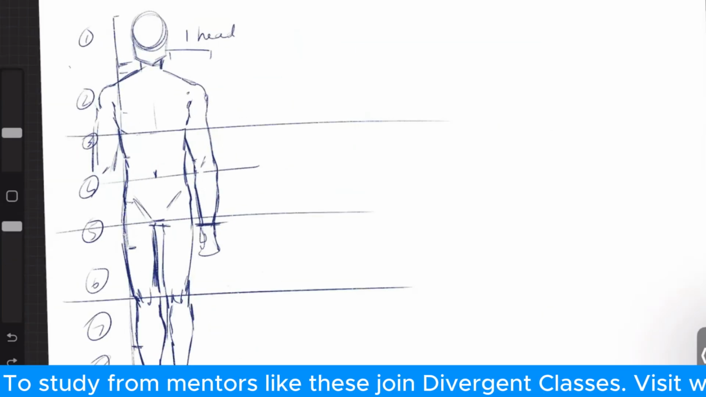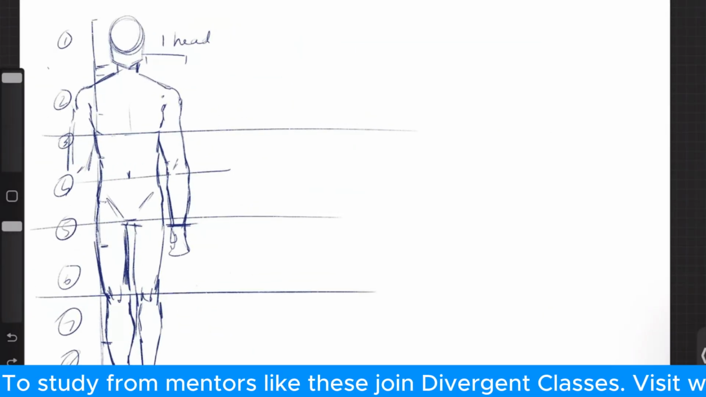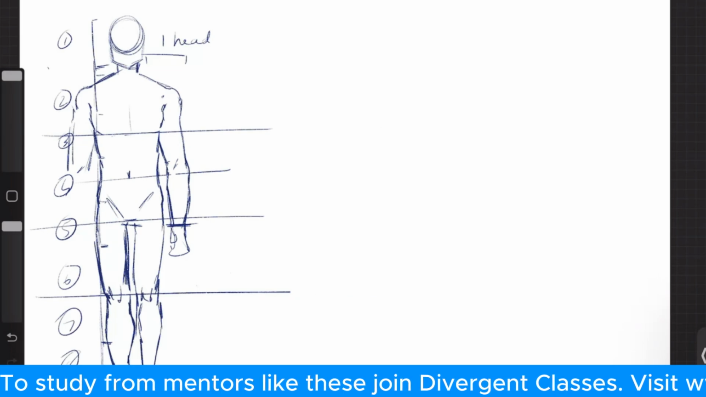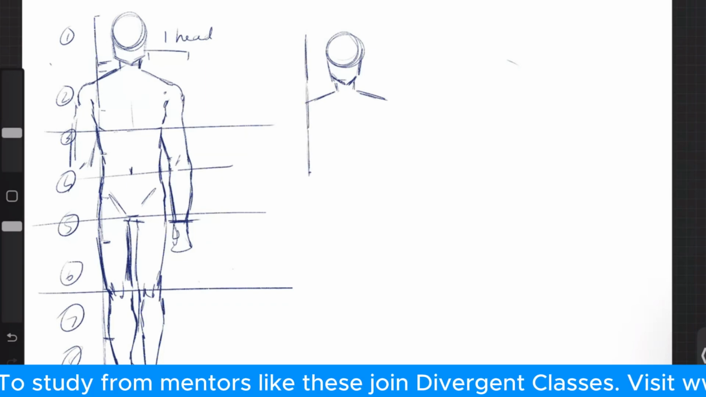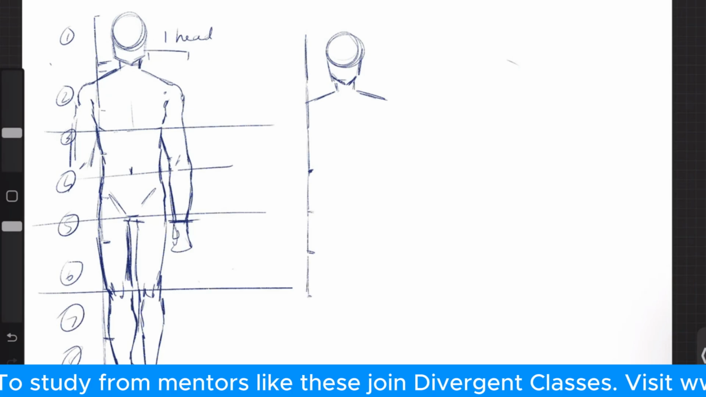Let's get to female. So let's talk about female. Basically, we can just shorten the number of heads to 7.5. So this is 1 head, 2 head, 3 head, 4 head, 5 head, 6 head, 7 head, 7.5 head.